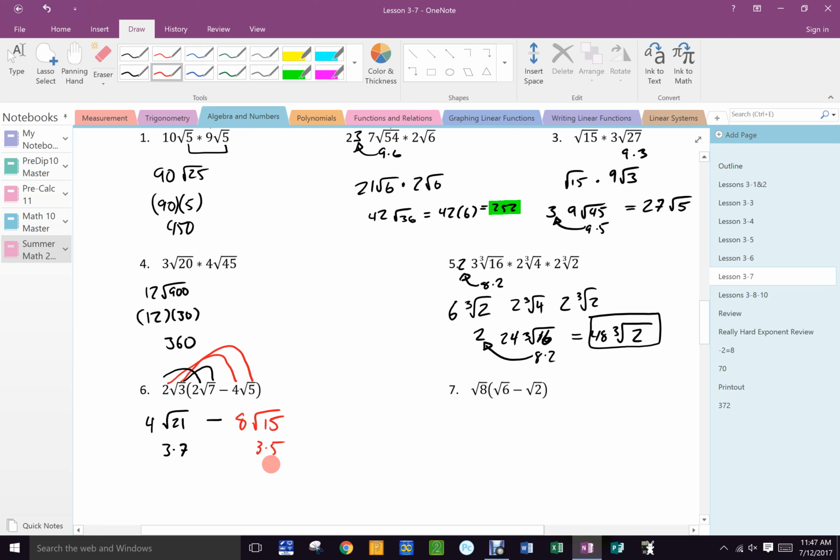Okay, add them. Can I add them? No, because these are unlike terms. So that is done. It is a very big problem in math class for math teachers because you guys don't know when you're done. You keep trying to apply steps when you're finished.